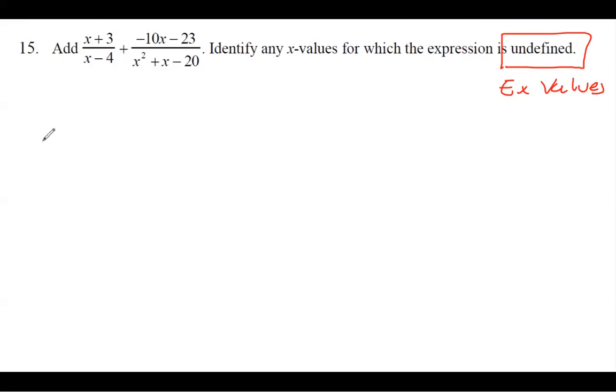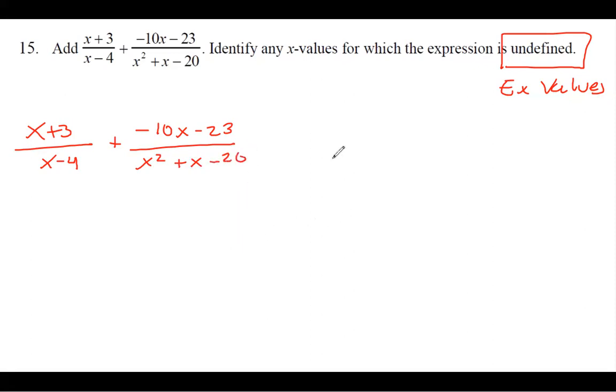So I have x plus 3 over x minus 4 plus negative 10x minus 23 over x squared plus x minus 20. First things first, I'm going to factor every single part, guys, numerators and denominators. Can I factor any further x plus 3? No, so I'm going to leave it as x plus 3.